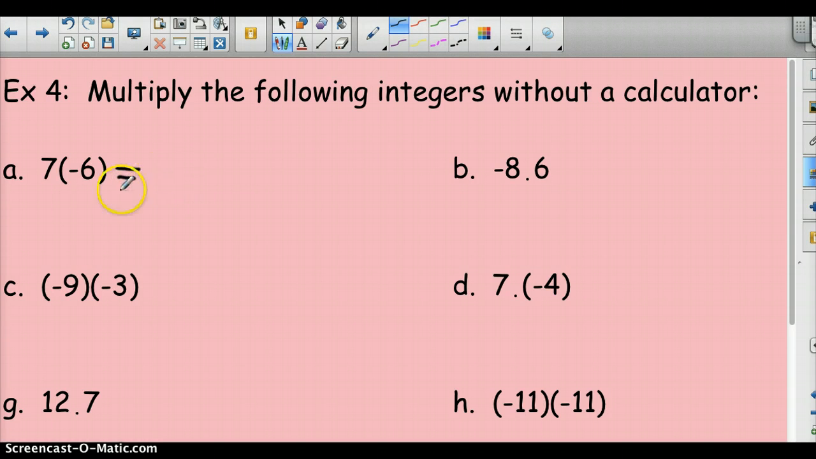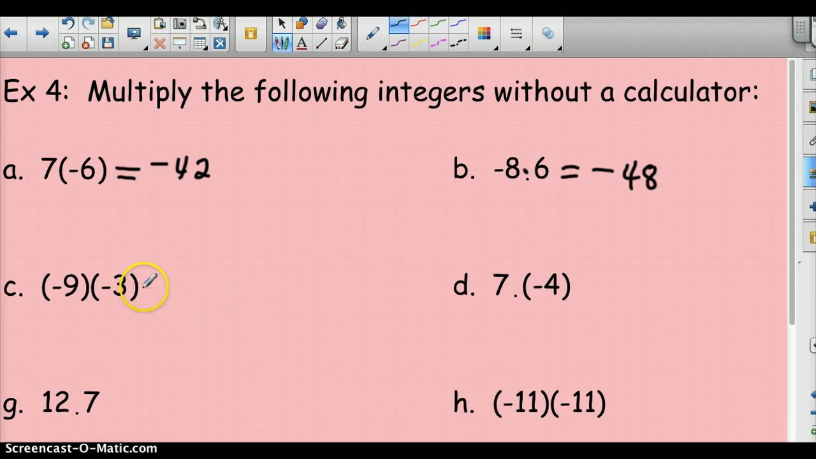All right, hopefully you're back. Now we're going to multiply. 7 times negative 6. They have different signs, so the result must be negative. 7 times 6 is 42. Moving on. This is negative 8 times 6. Once again, they have different signs. The result must be negative. 8 times 6 is 48.